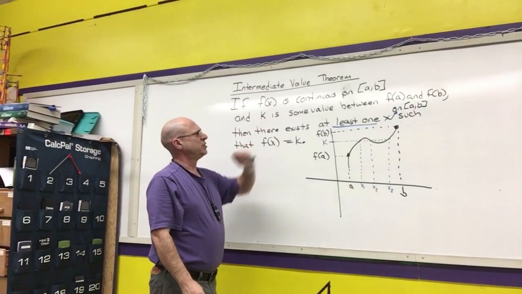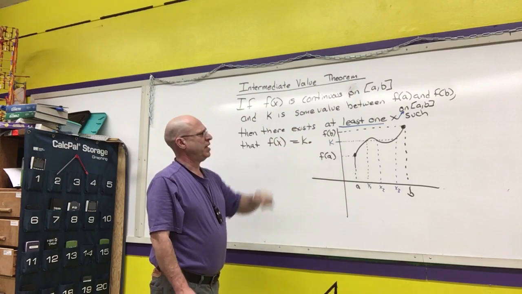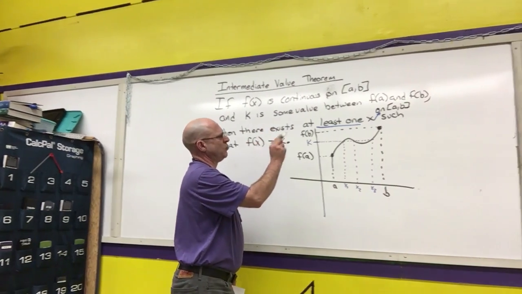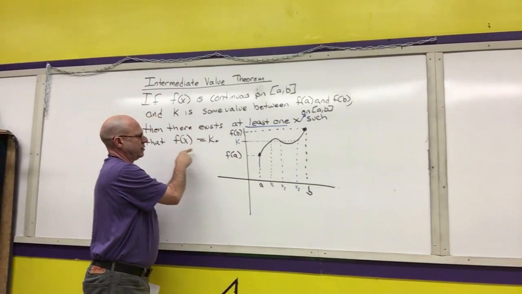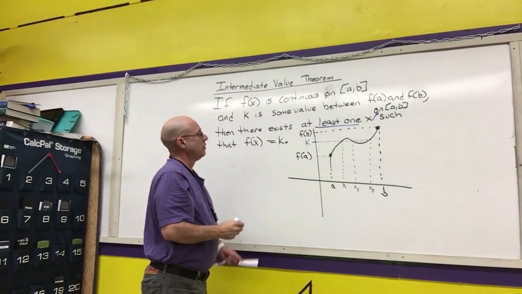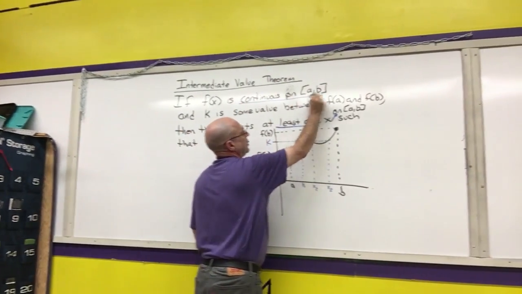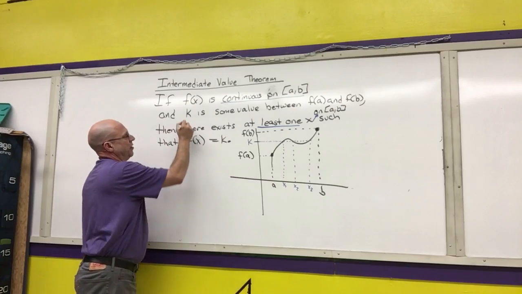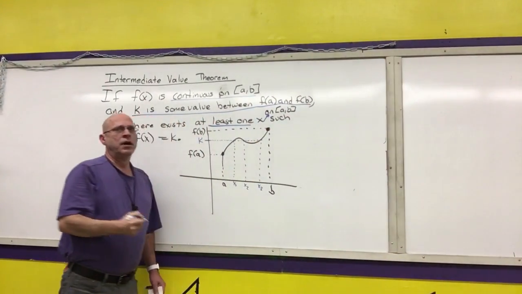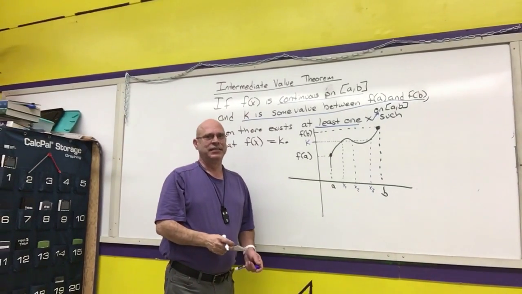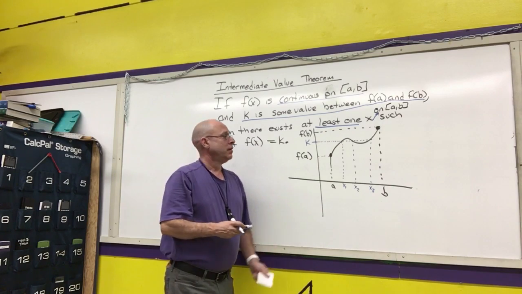If f of x is continuous on the closed interval A, B and k is some value between f of A and f of B, then there exists at least one x on the closed interval A, B such that f of x equals k. We have two hypotheses here. The first one is that the function is continuous, and the second one is that k is between f of A and f of B. Both of those conditions must exist in order for the intermediate value theorem to be applied.